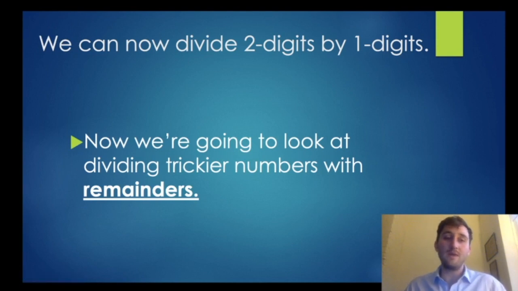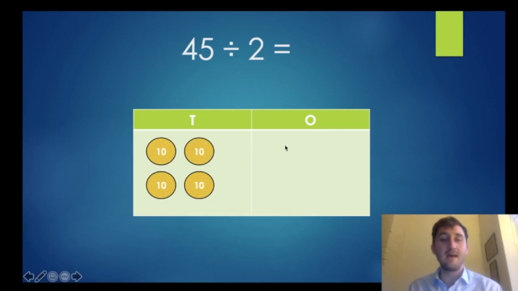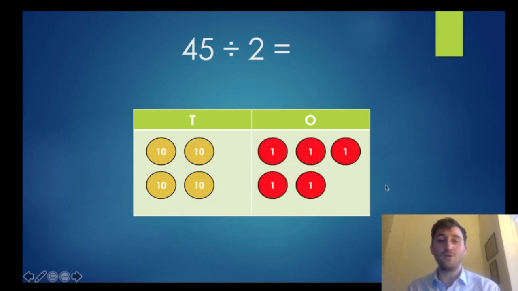So I know that we can now divide two digits by one digit. Now we're going to look at dividing some trickier numbers that we're not really used to, and we're going to do it with remainders. Now, our first question, we're going to set it out exactly as we did on Monday. So I'm going to split my big number, 45, into tens and ones. So with 40 being my tens, I'm going to put 4 tens in there, and then I'm going to put 5 ones.